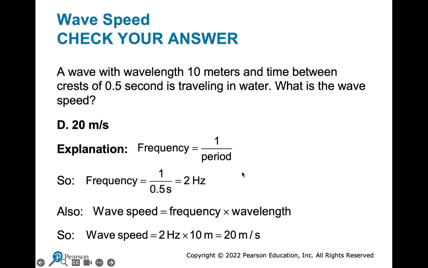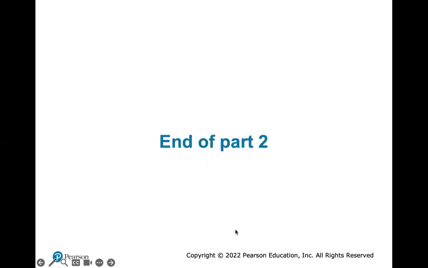So the frequency is 1/0.5 seconds, so that's 2 hertz. So the wave speed is equal to the frequency times the wavelength, so it's 2 hertz times 10 meters is 20 meters per second. Oh, and that's the end of part 2. We'll end it here.